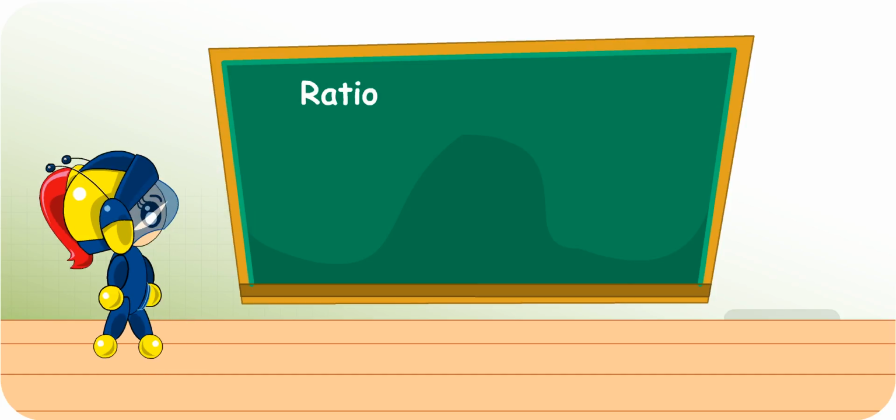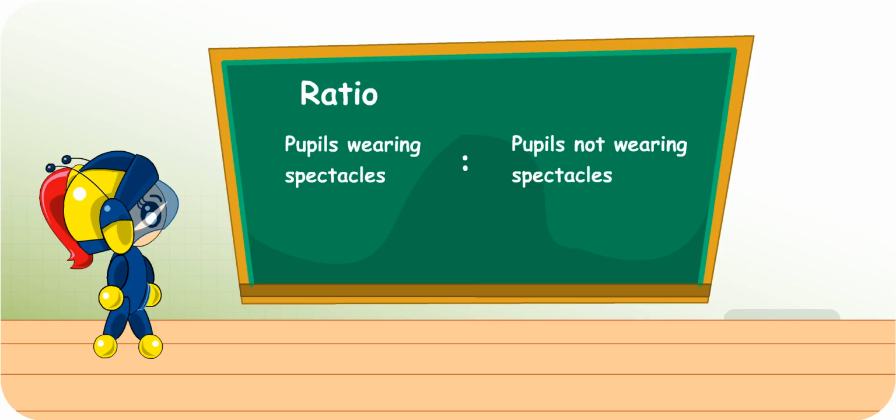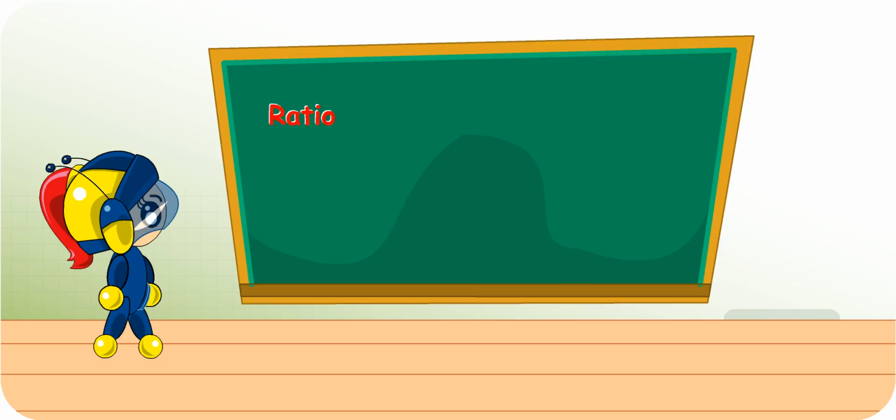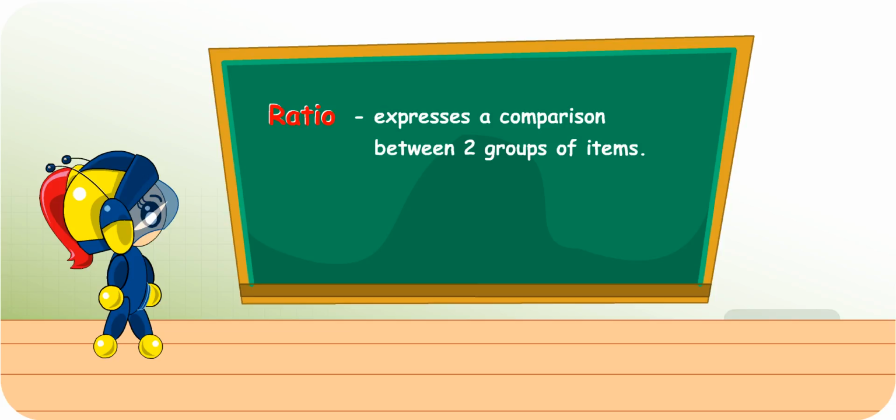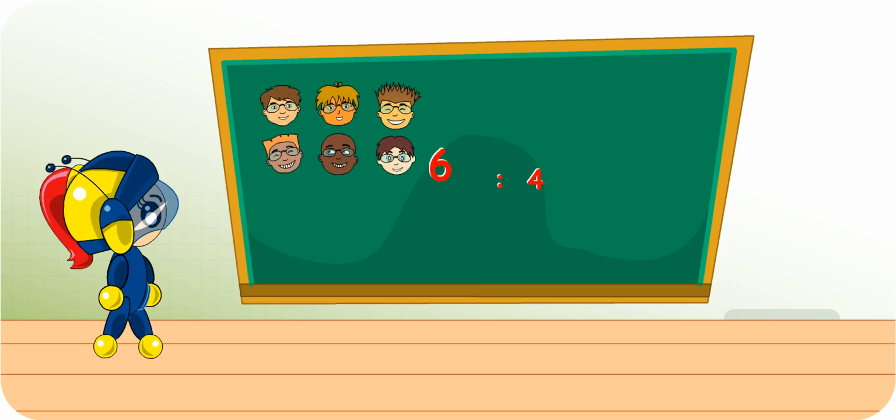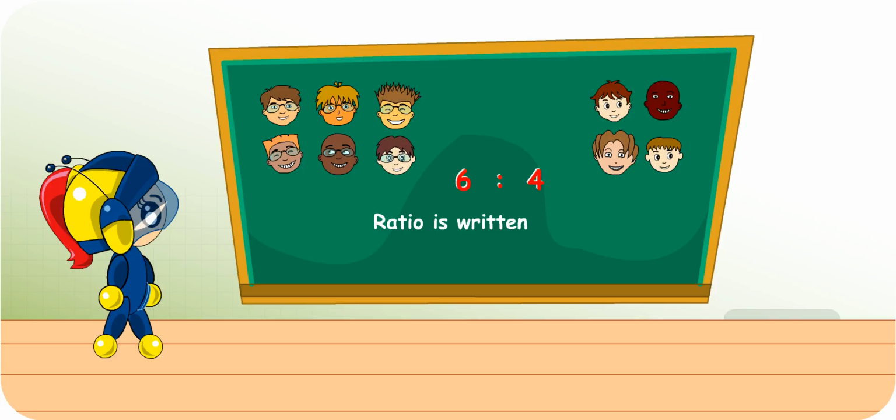So I can say that the ratio of the number of pupils wearing spectacles to the number of pupils not wearing spectacles is 6 to 4. What do you mean by ratio? Ratio expresses a comparison between two groups of items. The first number represents the pupils wearing spectacles, and the second number represents the pupils not wearing spectacles. Ratio is written with this symbol and is read as "to".